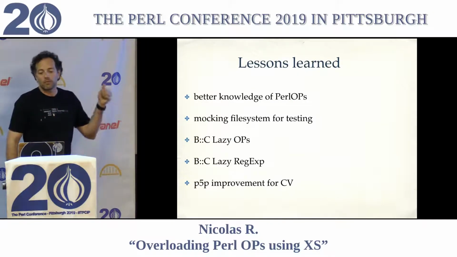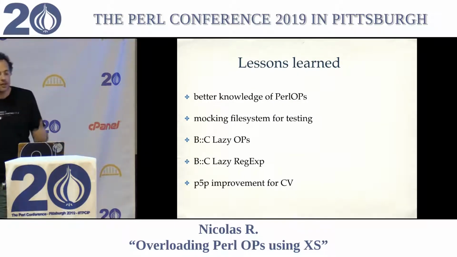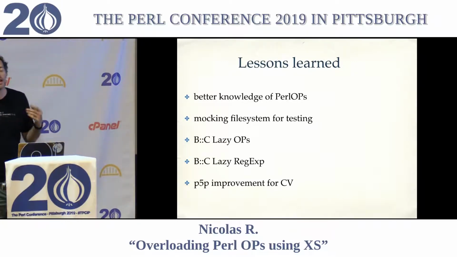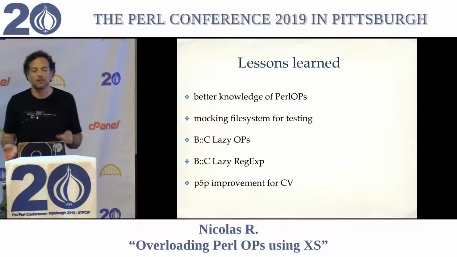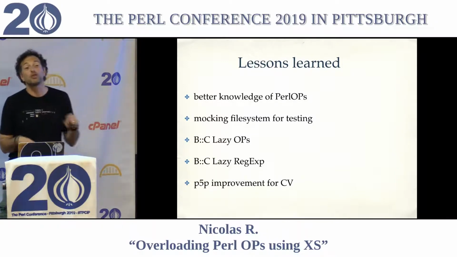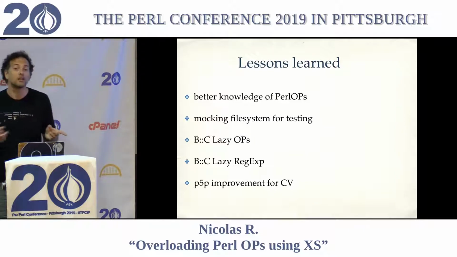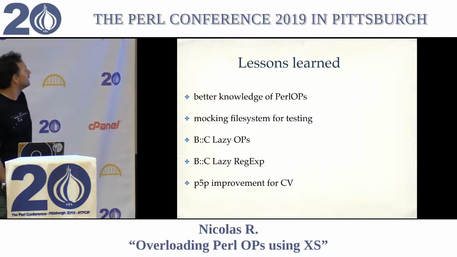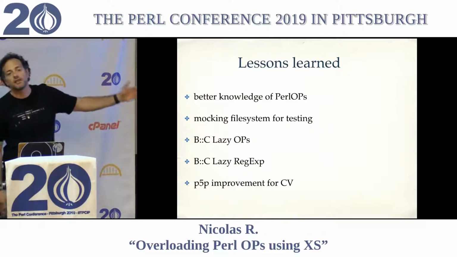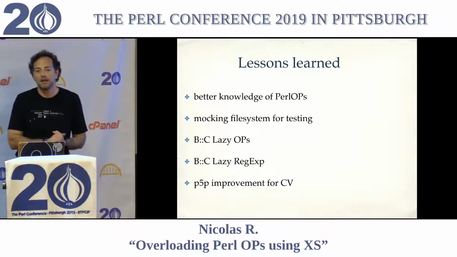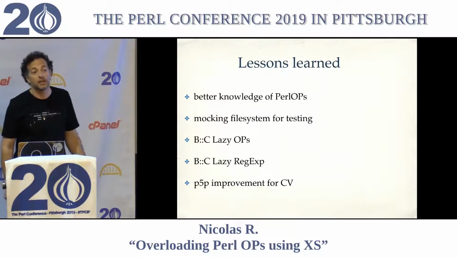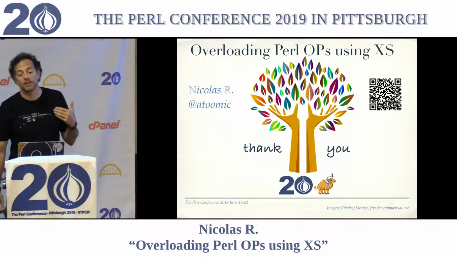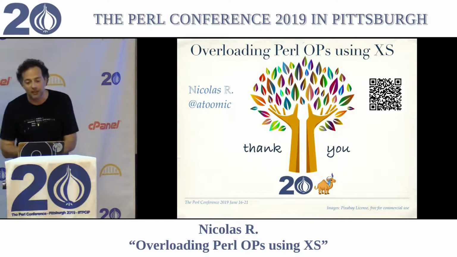So you can mock the file system. Having that knowledge also helps us improve the Perl compiler by coming up with some ideas like lazy ops, lazy regex, but also some future improvements for Perl itself that we are going to see in the next sprints. One of them is improving the way CV and CV for XS works to speed them up. Rennie already did some experimental work on that, and it looks very promising. So I hope it gives you a better insight into Perl ops and maybe XS.